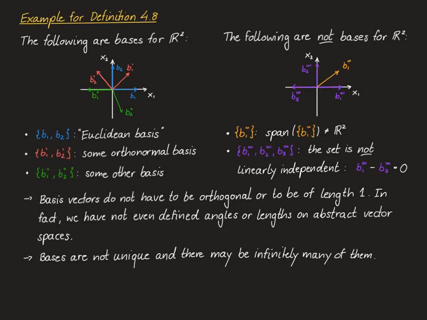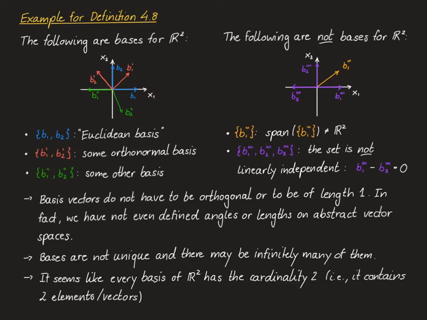Another set of vectors that's not a basis for R2 are b1', b2', and b3'. The reason is simply that this set is not linearly independent, which you can see from a non-trivial linear combination of 1 times b1' minus 1 times b3' being equal to the 0 vector.